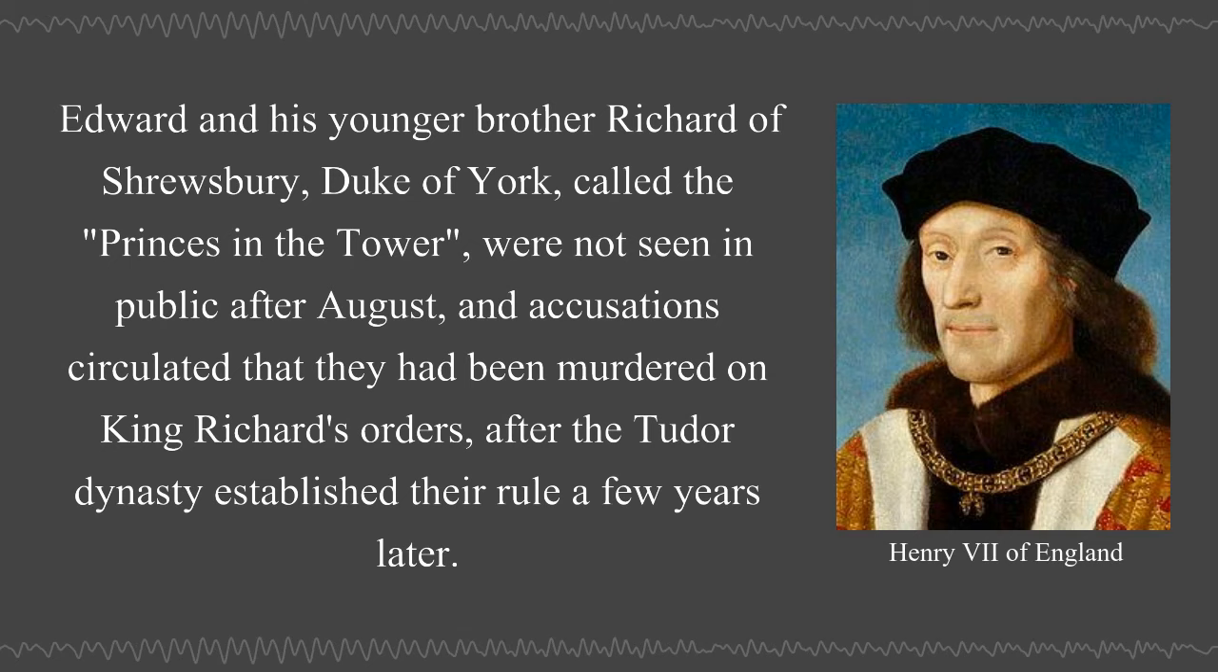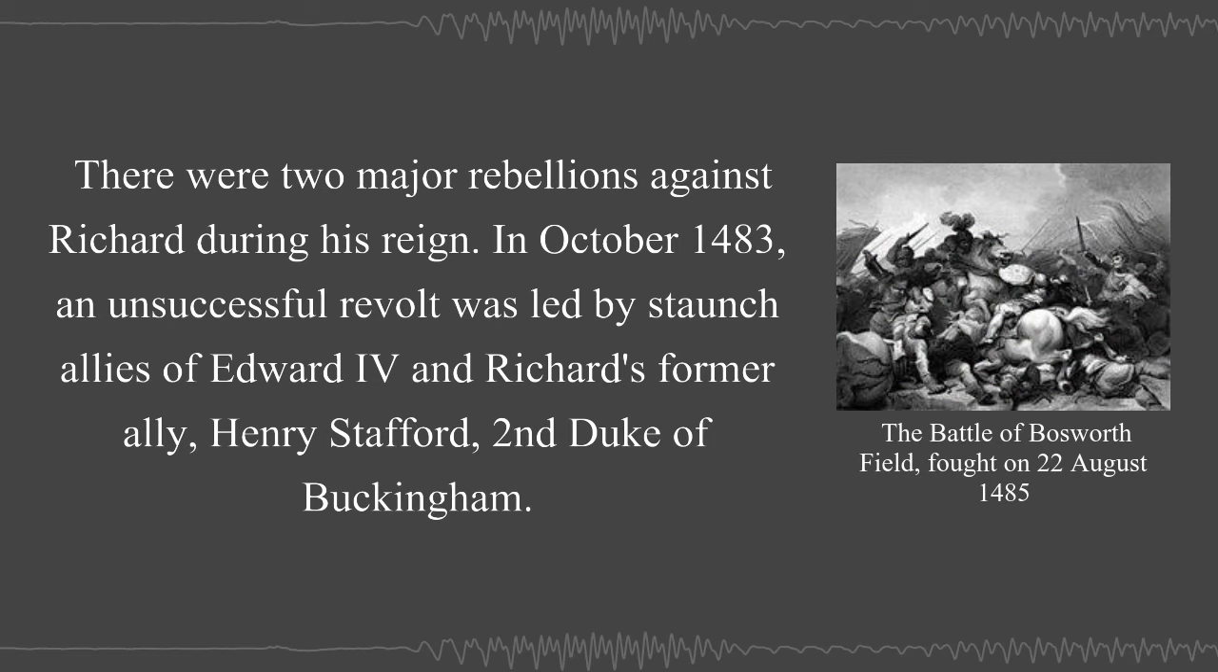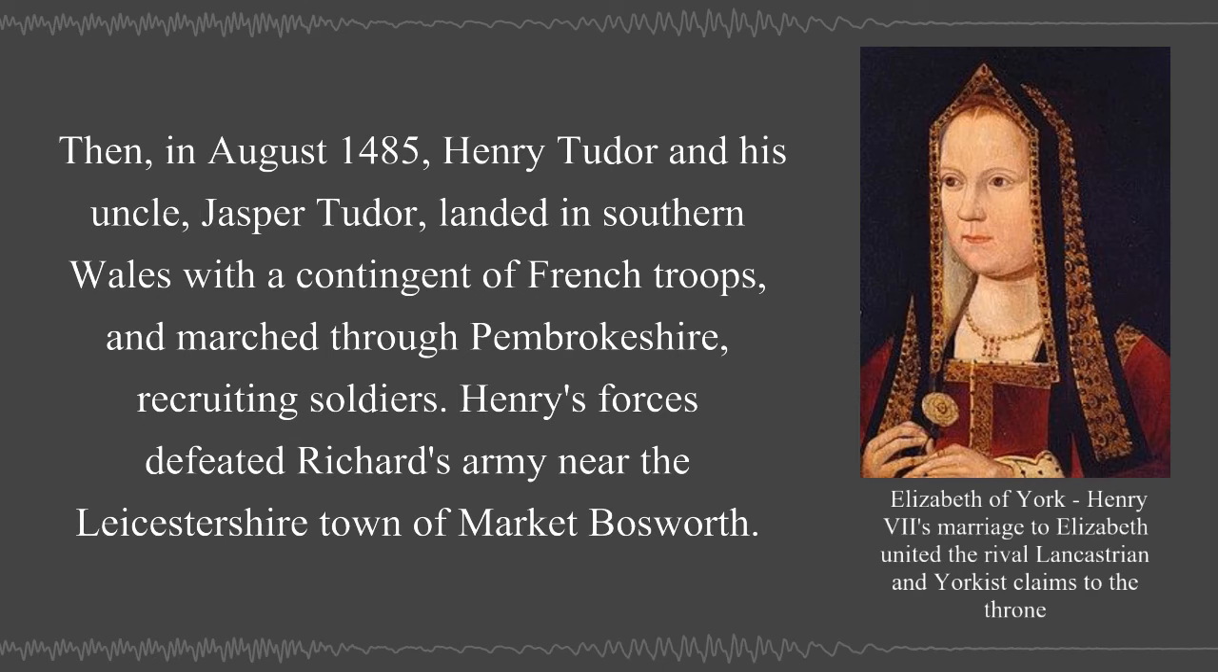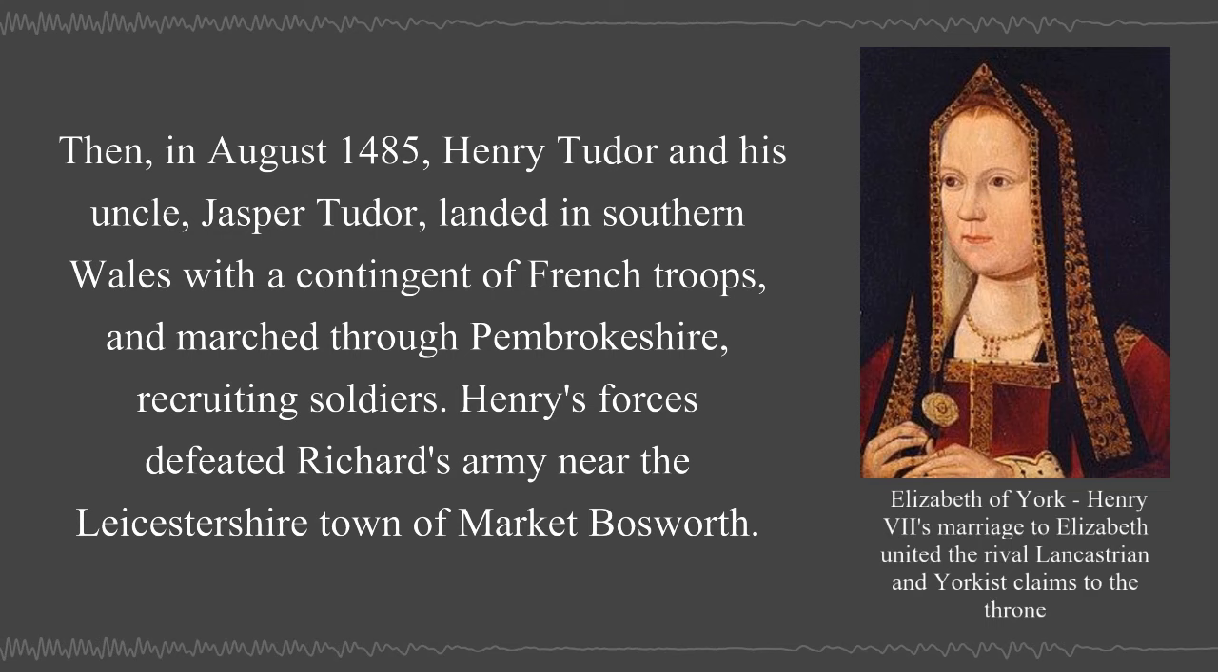There were two major rebellions against Richard during his reign. In October 1483, an unsuccessful revolt was led by staunch allies of Edward IV and Richard's former ally, Henry Stafford, 2nd Duke of Buckingham. Then, in August 1485, Henry Tudor and his uncle Jasper Tudor landed in southern Wales with a contingent of French troops and marched through Pembrokeshire recruiting soldiers.